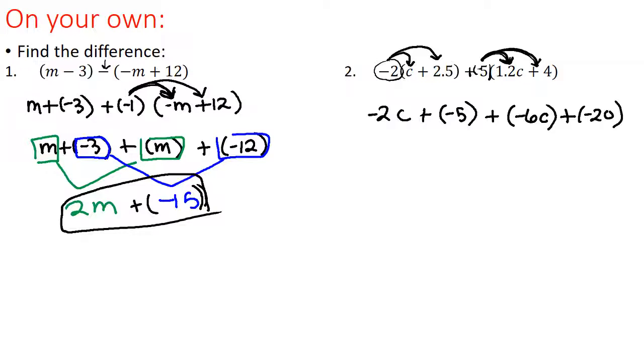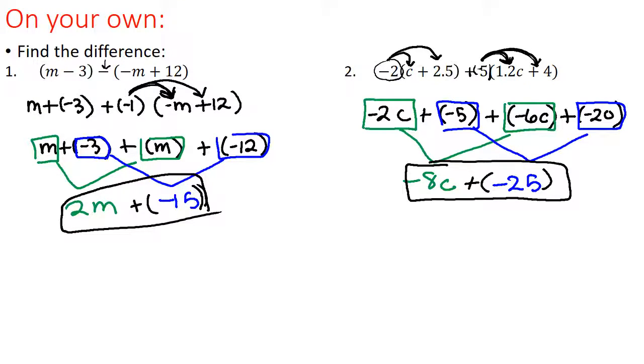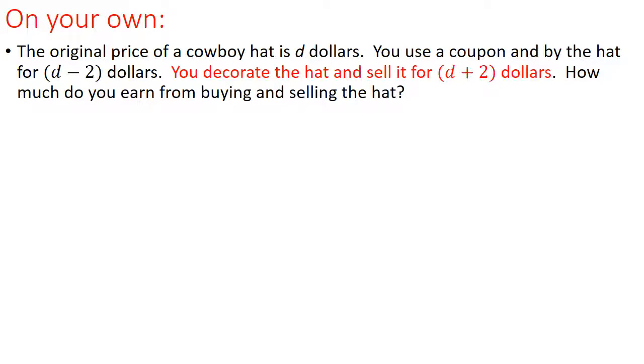So I can come back and look for my like terms. This negative 2c and that negative 6c can combine to give me negative 8c, and this negative 5 and this negative 20 can combine to give me negative 25. So as I come back and flush this out, it'll be negative 8c plus negative 25. Okay, go ahead and try this one on your own as well. Once you're done with that, go ahead and check back here to make sure your understanding lines up with mine.